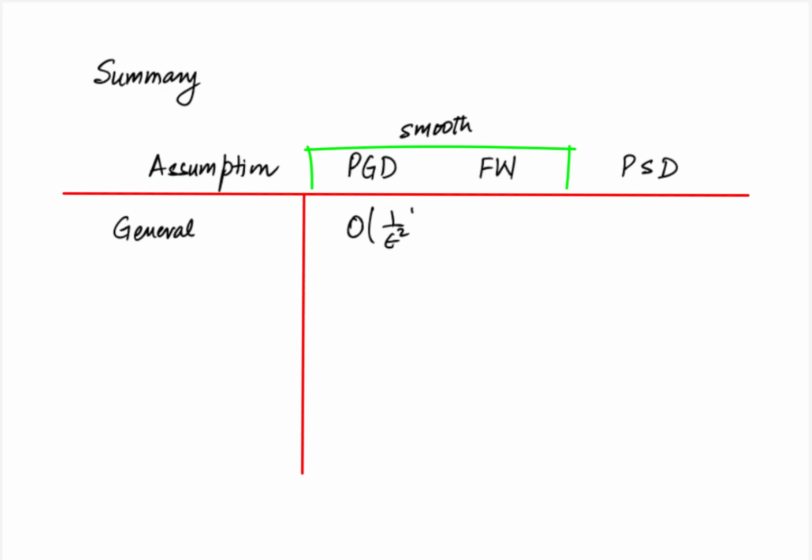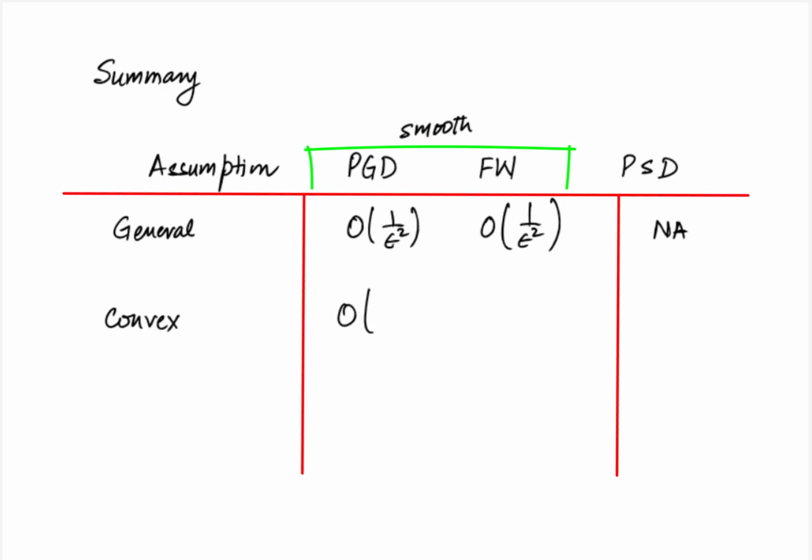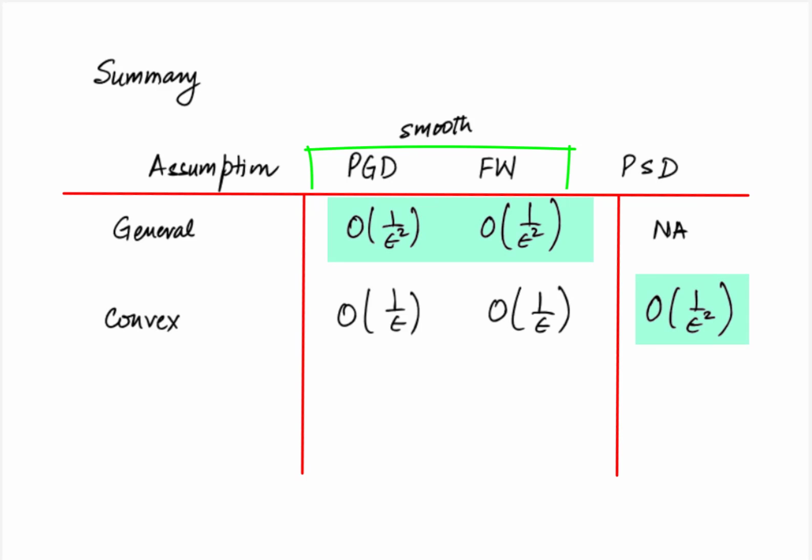So we begin with looking at the general case, where both projected gradient descent and Frank-Wolfe achieve complexity of order 1 over epsilon square, while the projected subgradient method is not applicable in this case. Next, in the convex case, both projected gradient descent and Frank-Wolfe method achieve the complexity of order 1 over epsilon, while projected subgradient method achieves the complexity of order 1 over epsilon square, which is at par with the general smooth case.